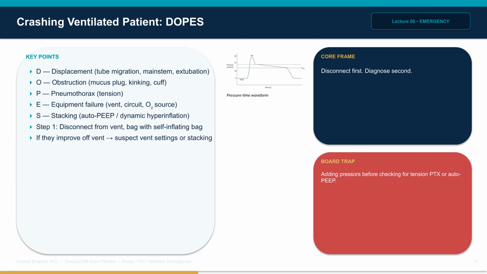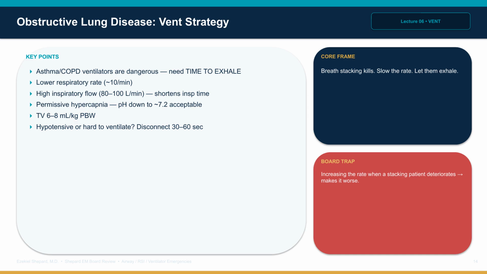Check tube position, suction, listen, and consider needle decompression for suspected tension pneumothorax. The classic distractor on the boards is the crashing asthmatic on the ventilator who is harder to bag. The right answer is disconnect from the vent and allow exhalation to relieve auto-PEEP, not give more pressors or increase the rate. Asthma and COPD ventilation is dangerous because the patient needs time to exhale. Use a lower respiratory rate, around 10 breaths per minute. Use a high inspiratory flow, around 80 to 100 liters per minute, to shorten inspiratory time and lengthen expiratory time.